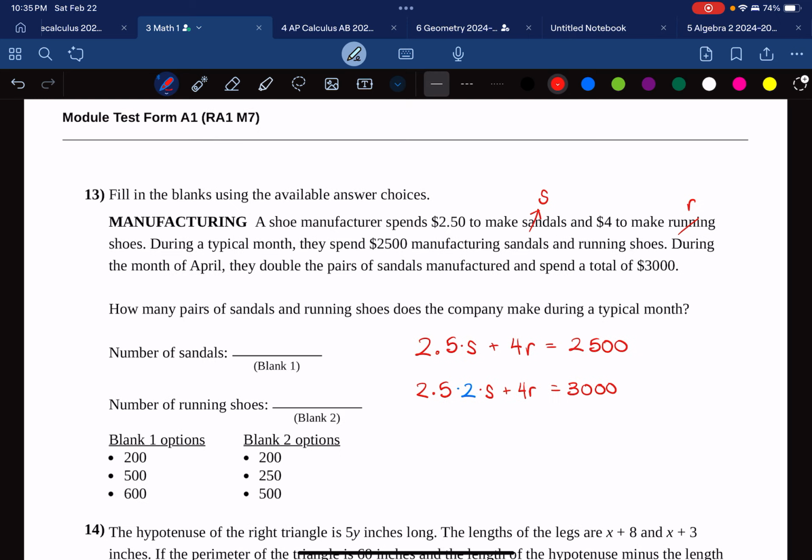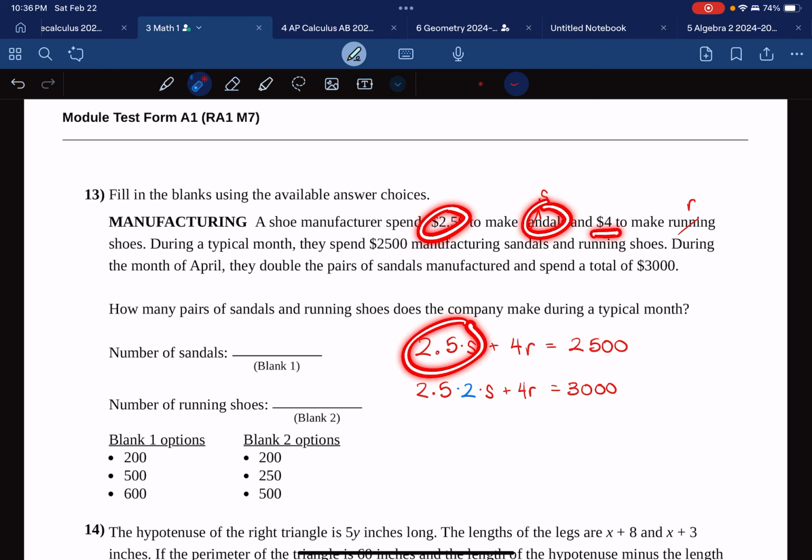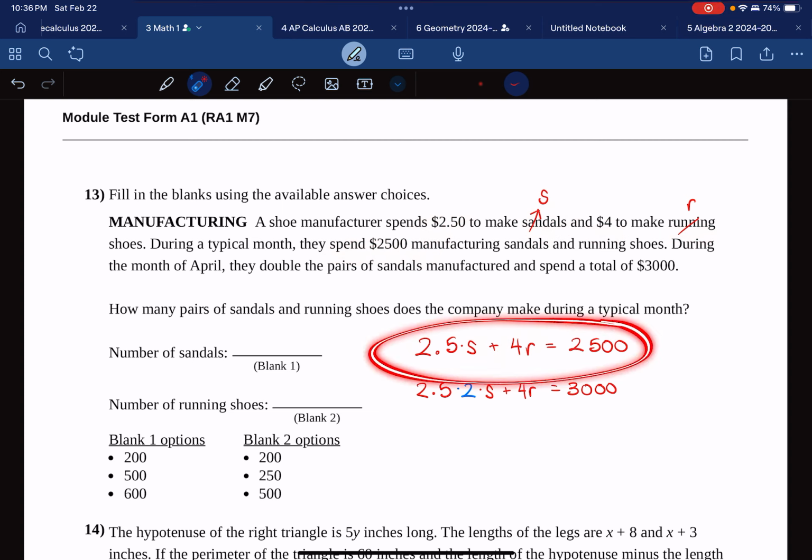Okay, well I have my 2 equations set up, which was by far the hardest part of that process. I don't know how to make this easier on you guys aside from you just need experience practicing these things. Usually my strategy is I write down exactly what it tells me. 2.5 sandals, $4 running shoes, total of 2,500. Like, it's almost a literal equation. It tells you what to write down in your equation.